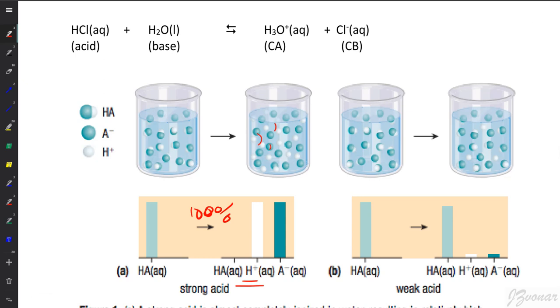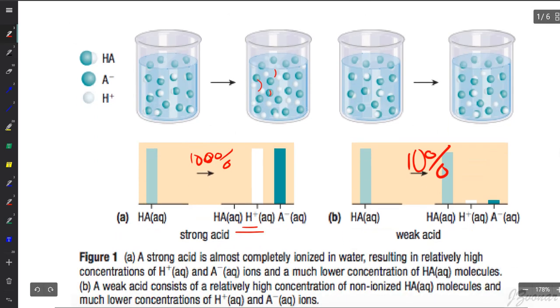However, with the weak acid, you're only seeing about 10% dissociated. When we place a weak acid into water, only a few of those molecules will ionize into hydrogen ions and the anion, and the remainder is still intact as the weak acid. So that's generally the difference between a strong and weak acid.